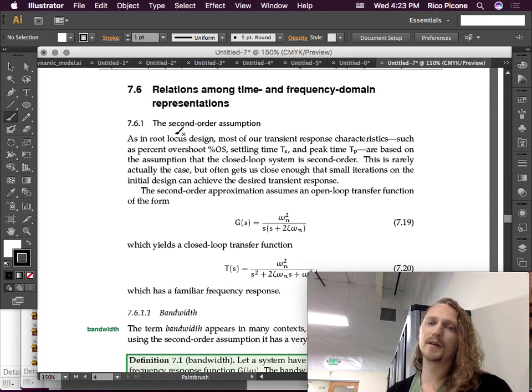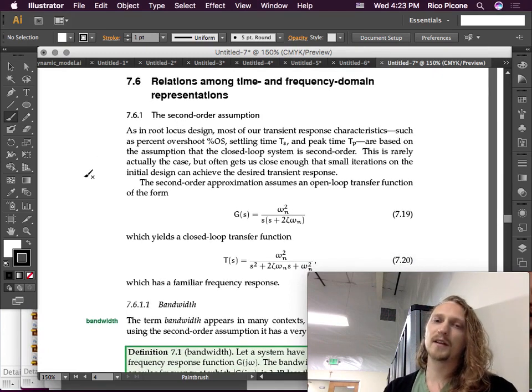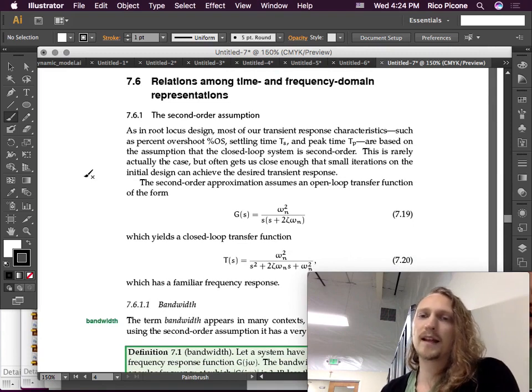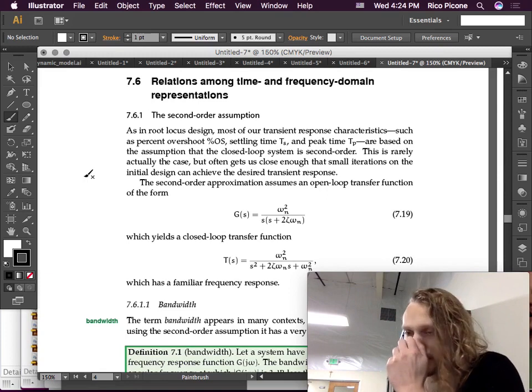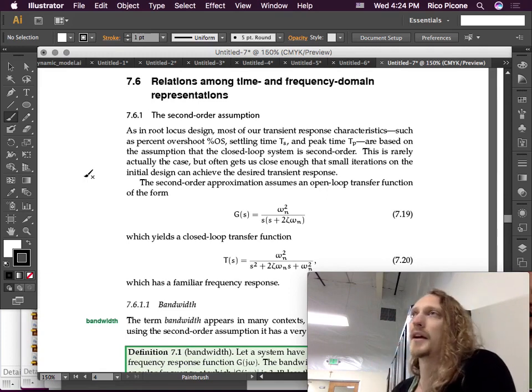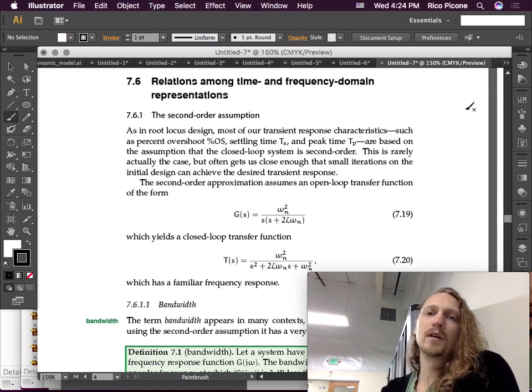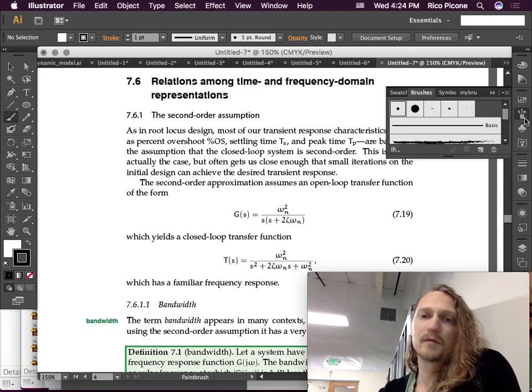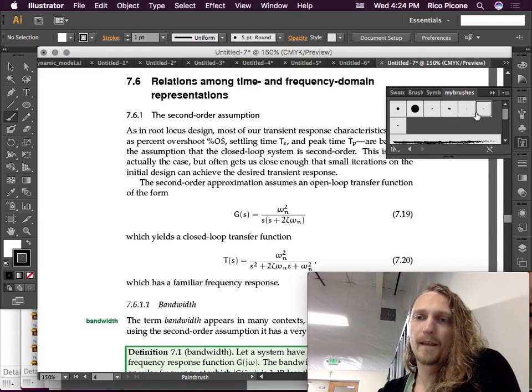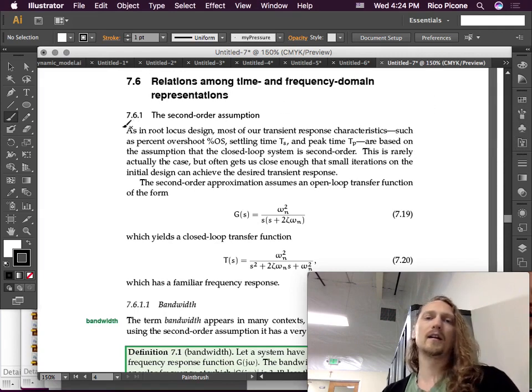As in root locus design, most of our transient response characteristics, such as percent overshoot, settling time, and peak time, are based on the assumption that the closed loop system is second order. Those response characteristics are not just defined for second order systems, but they're analytic expressions that we come up with for percent overshoot, for settling time, and for peak time and rise time as well. They are all couched in terms of second order systems.